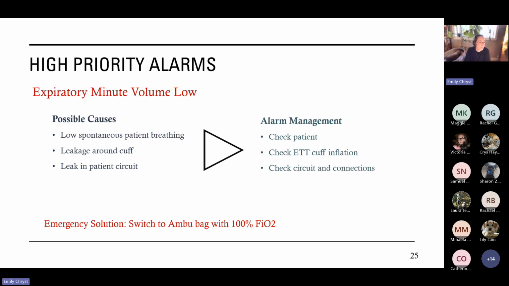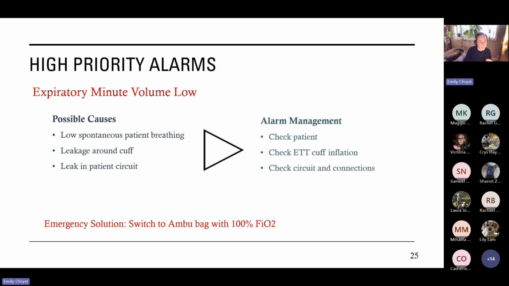The final high priority alarm we're going to talk about is expiratory minute volume low. Now, minute volume is the amount of air that's moving through the lungs over the course of a minute, and that's something that we monitor really closely with our ventilated patients. Possible causes of a low minute volume include low spontaneous patient breathing. Our patient just might not be breathing enough to meet the alarm limits that we've previously set. We could have cuff leakage in our endotracheal tube or a smaller leak in the patient circuit. So you're going to get a disconnection error when it's a huge leak. You're going to get a minute volume low error for those smaller leaks.